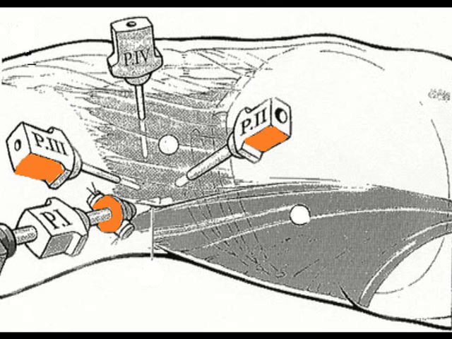and port 3 for the surgeon's non-dominant hand is placed above the iliac spine. Port 4, used for retraction, is optional.